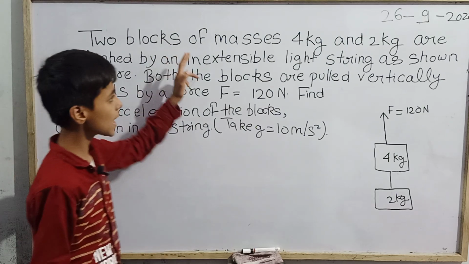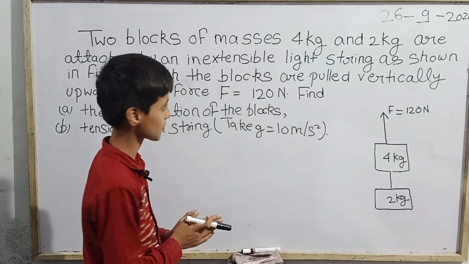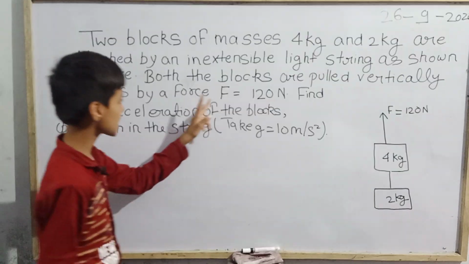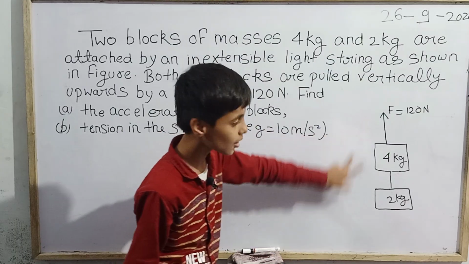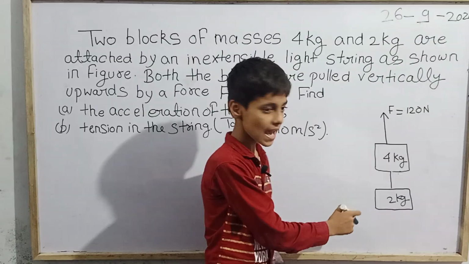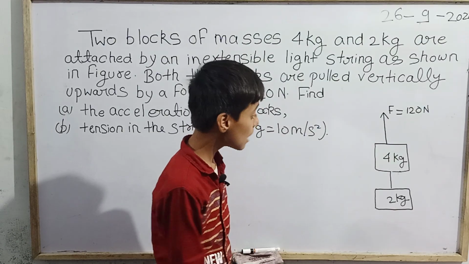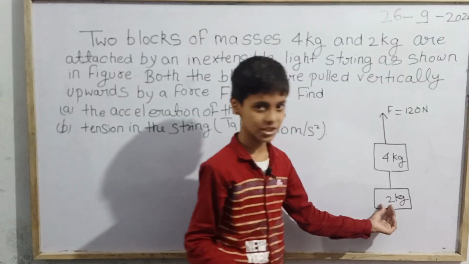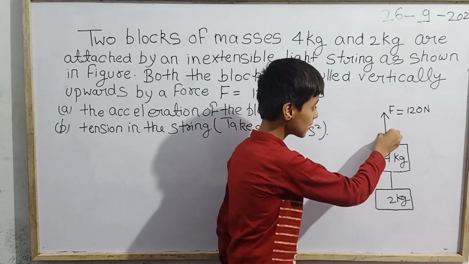Two blocks of masses 4 kg and 2 kg are attached by an inextensible light string as shown in the figure. Both the blocks are pulled vertically upwards by a force F equals 120 newtons. So we have one string and two blocks, only this we need to remember. One block is of mass 4 kg, the second is of mass 2 kg. The 4 kg block is upper than the 2 kg block, and we have a string.